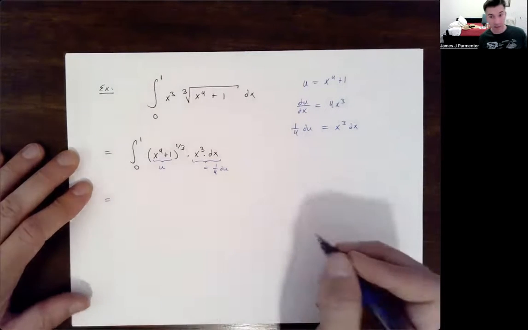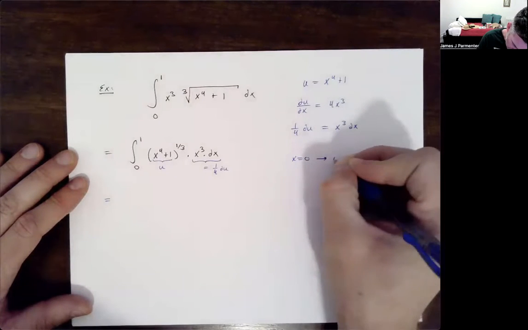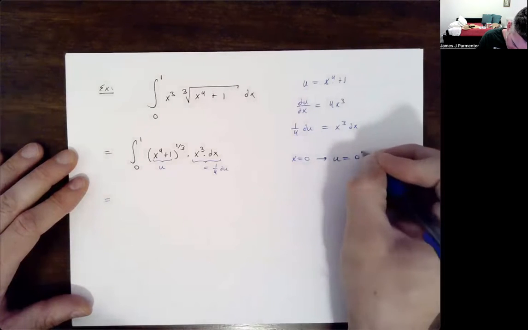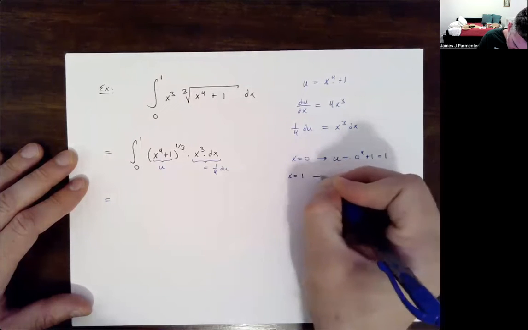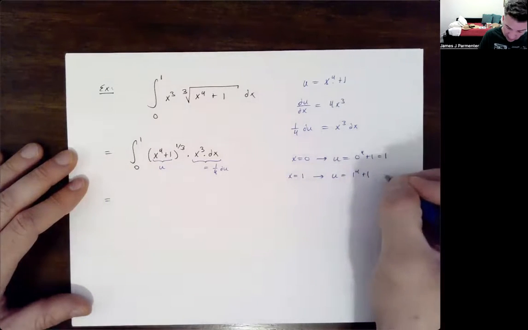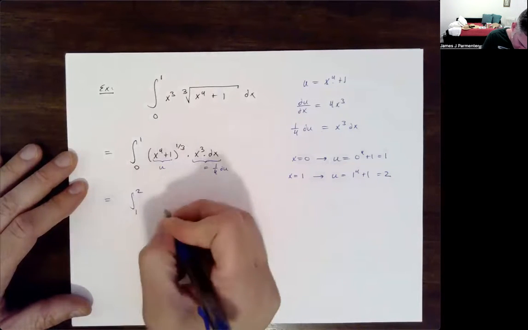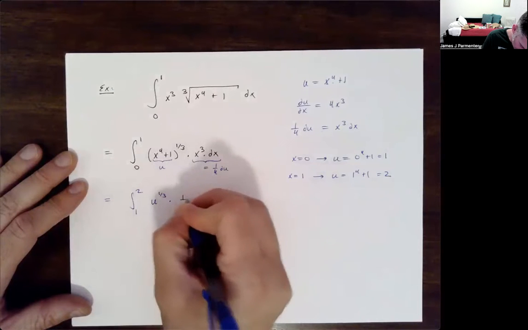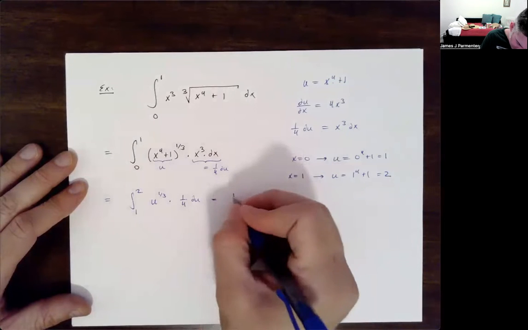We should also change the limits of integration. If x equals 0, u is equal to x to the 4th plus 1, so u is going to be 0 to the 4th plus 1, which is 1. And if x equals 1, u is equal to 1 to the 4th plus 1. 1 to the 4th is 1, plus another 1 is 2. So our new limits of integration are going to be from 1 to 2 of u to the 1/3 power times 1/4 du. I bring that 1/4 out in front.